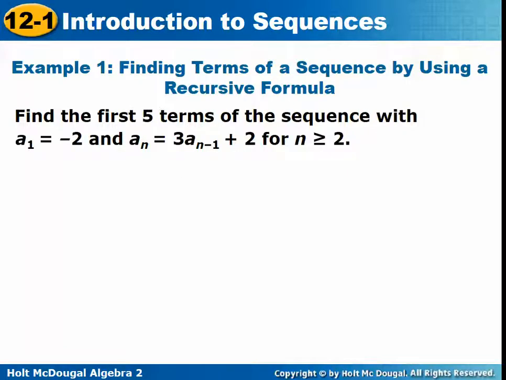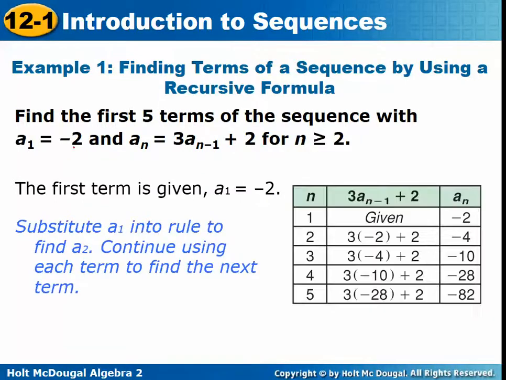All right, so now we don't know if this is arithmetic or geometric or Fibonacci or anything else. It's not a particular pattern that we know of, and that doesn't matter because we can still use a recursive formula to find the terms of it. Now in this one, the first term is given. It says that a sub 1 equals -2, so that one we already know. And we only need 4 more after that.